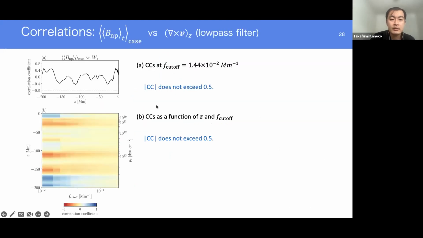And this is the result for the case of the correlation coefficient versus vertical vorticity. The low-pass filter was applied to the vertical vorticity, but in this case, the correlation coefficient does not exceed 0.5. So again, the vertical vorticity has nothing to do with the non-potential field creation.